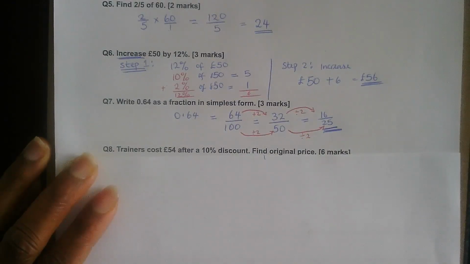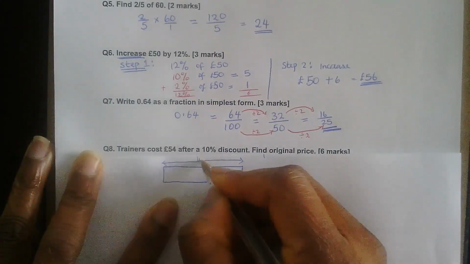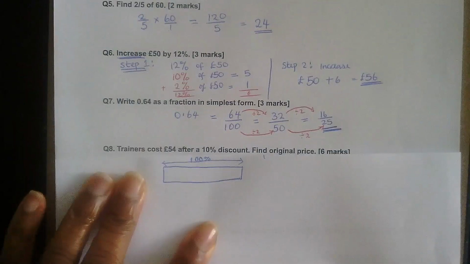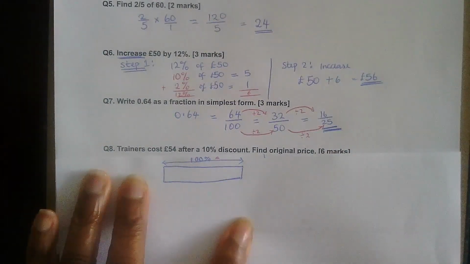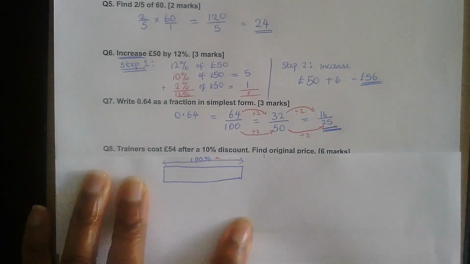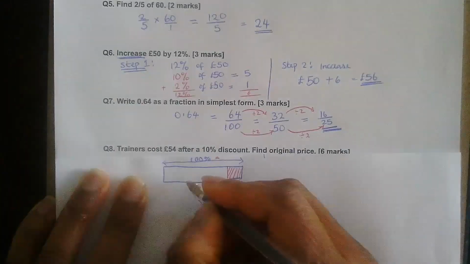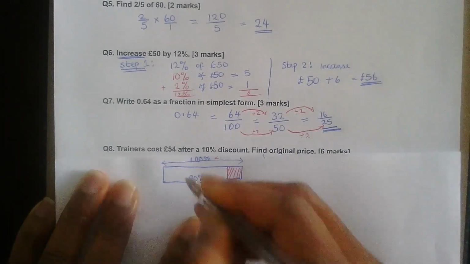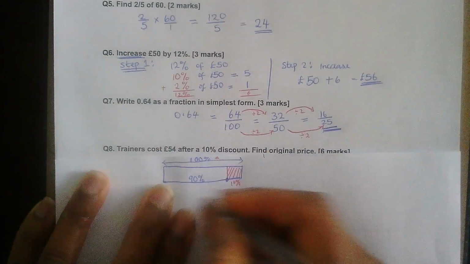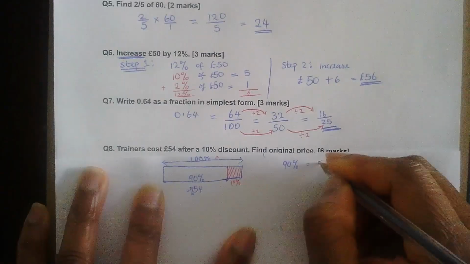Trainers cost £54 after a 10% discount. Find the original price. Using the bar model, this is 100%. We don't know how much that is. That's the original price. However, when there has been a 10% discount, that's 10% there. So that means this is 90% from here to here. And we do know what 90% is. The price was £54, so 90% was £54.